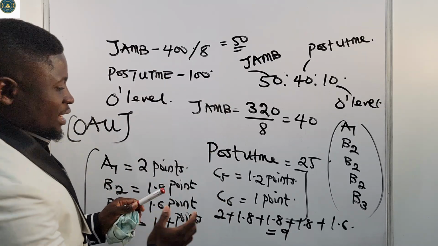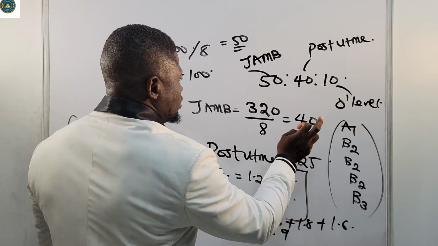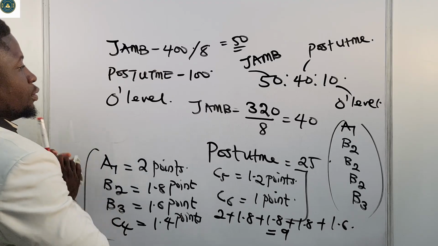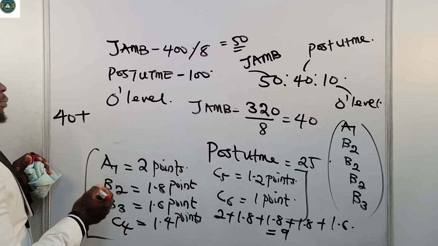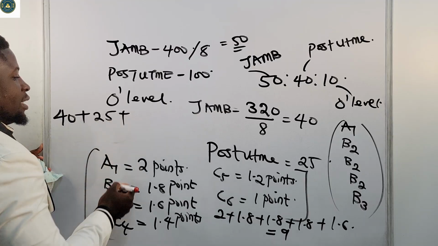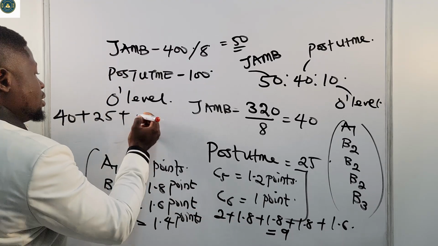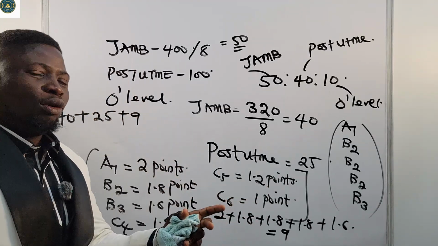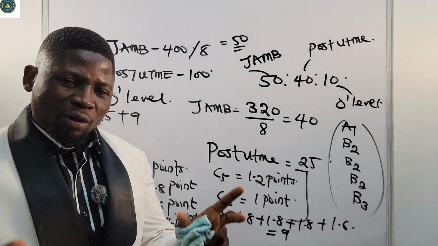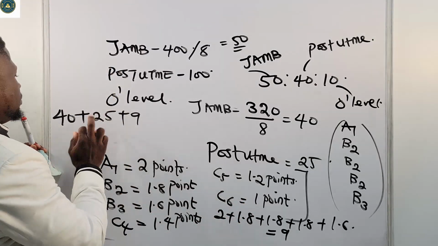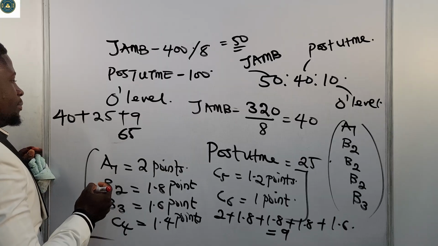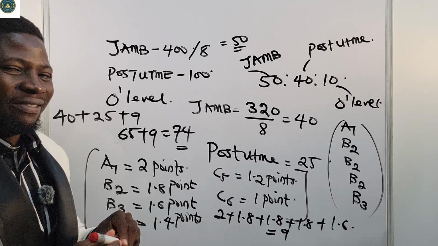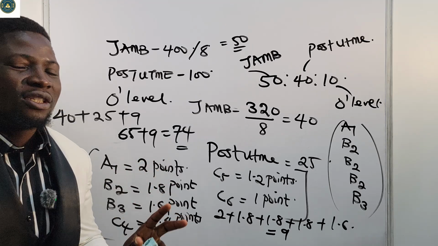So I'm going to have O level is 9, Post-UTME is 25, JAMB is 40. So we'll add all of this together. So your JAMB is 40. Then plus your Post-UTME, 25. Then plus your O level, which is 9. You add to get your aggregate. So it is JAMB score plus Post-UTME score, plus O level score. So 40 plus 25 is 65. 65 plus 9 is 74. So that means the student got 74 as his aggregate out of a total possible of 100.